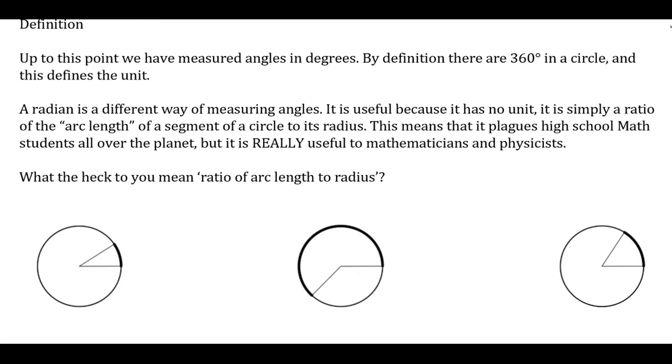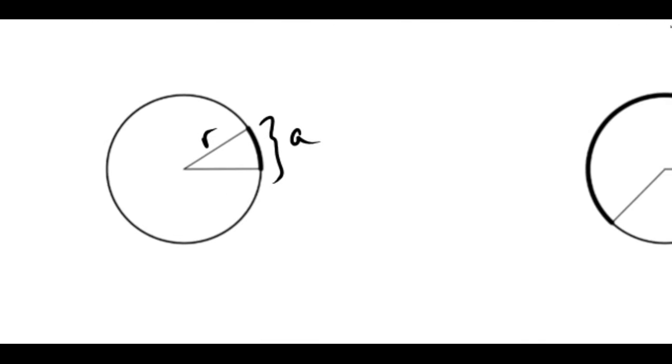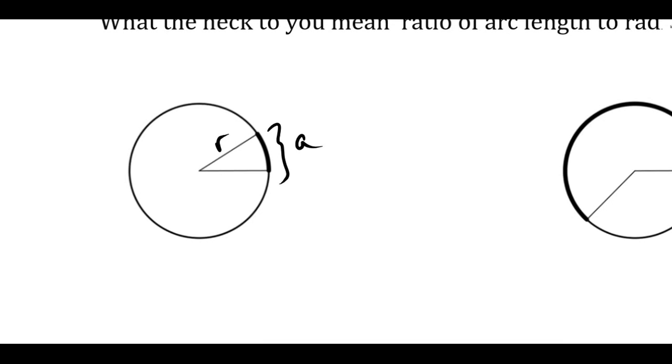Okay, so you want to draw these circles. What do we mean by arc length, ratio of arc length to radius? Well, first of all, this is my arc length, so I'm going to call that A. This is my radius. I'm going to call that R. Does that make sense? And so in this case, I think you can clearly tell that A is less than R. Do you agree?